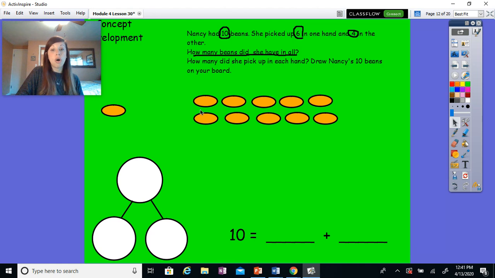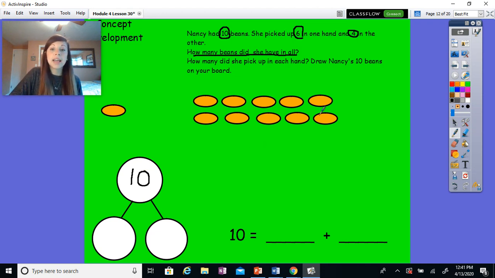Okay, now how many beans did she have in all? Let's count them all together. 1, 2, 3, 4, 5, 6, 7, 8, 9, 10. So she had 10 beans in all. So that goes in my hole. Remember, the hole is the circle that's by itself. Here's my hole. I'm going to write 10 because she has 10 beans all together.